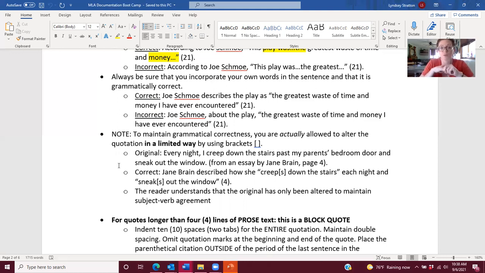So the correct way to do this would be: Jane Brain described, past tense, because she wrote it down, how she creep[s], because it's continual, down the stairs each night and sneaks out the window. So the subject-verb agreement has to remain consistent with what she said. Because she is continually doing it, present perfect tense, we have to add that S to make it correct. It's in brackets to show that we altered the original quote, and that's what we are adding. The same thing holds true if you need to add something like the, or is, on. That's why occasionally when you read something, you see brackets.